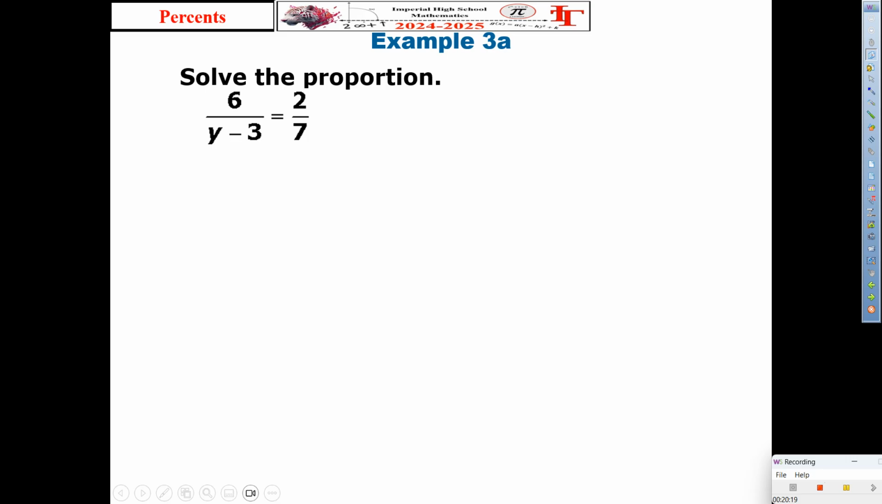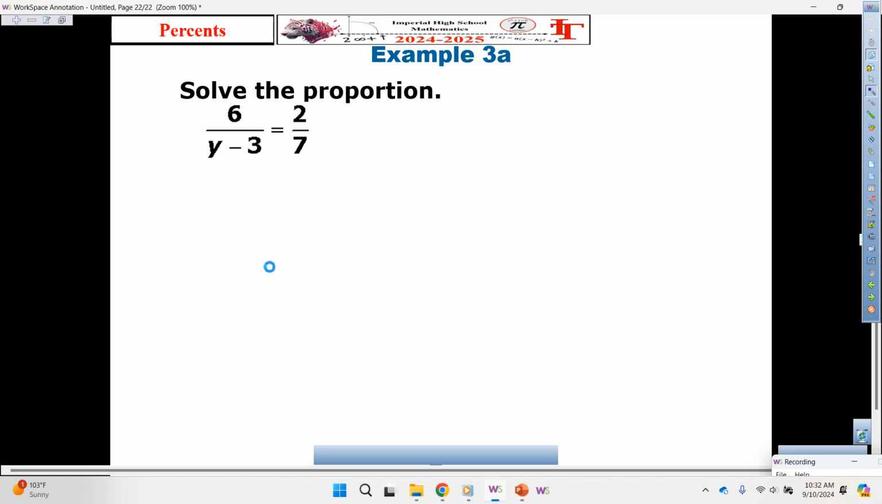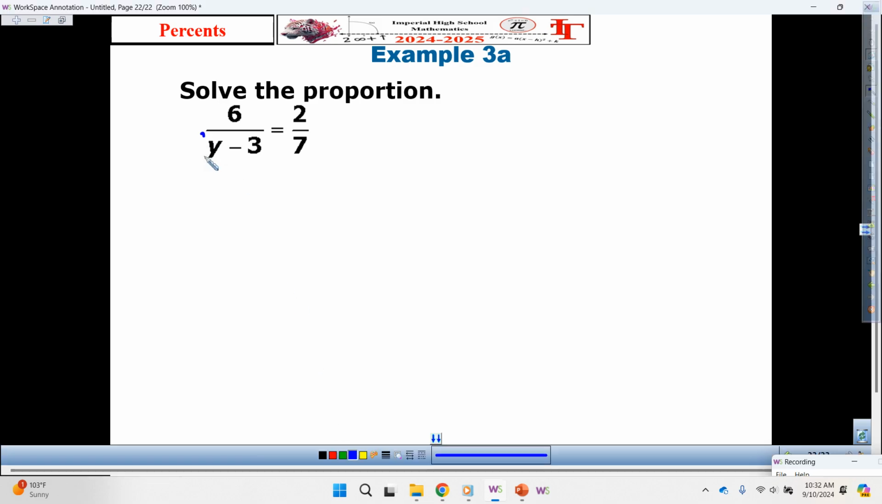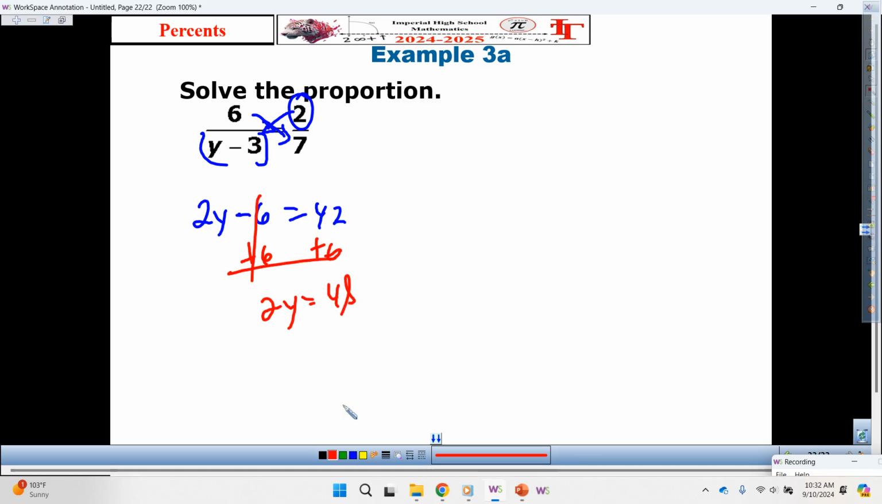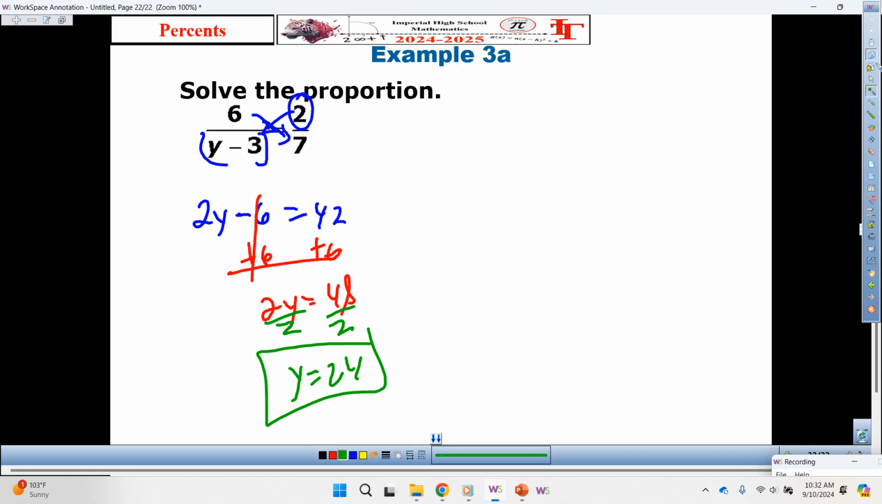Don't copy it. Do we have a fraction equal to another fraction? Yes. So I start where the variable is at. So I go 2 times that. That gives me 2y minus 6 equals 42, plus 6 plus 6. 2y equals 48. Divide by 2, divide by 2. Y equals 24. Right? We good? All right, copy this one on your paper.